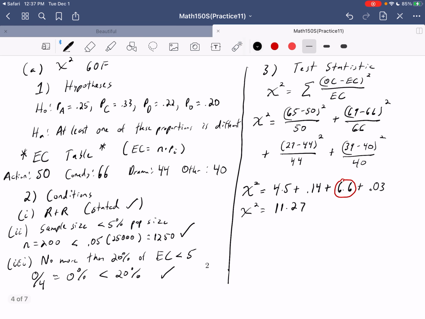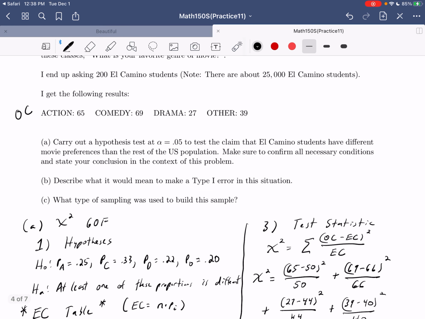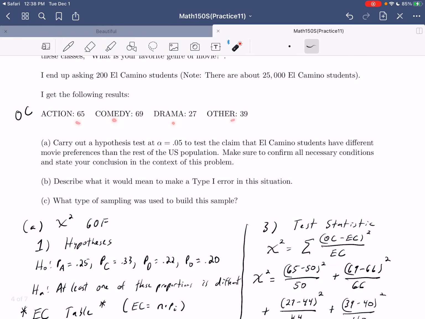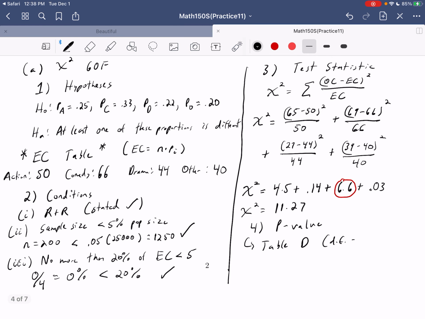All right, let's go ahead and get our p-value. So for the p-value, we need to go on to table D. To do that, we need to have our degrees of freedom. How do we do that here? Well, similar to independence and homogeneity, we look at the number of choices we have for the variable minus 1. So in this case, we had 4 categories or 4 choices. So minus 1, we get our degrees of freedom. 4 minus 1 equals 3. So we have chi-squared being 11.27 and degrees of freedom 3. So let's go ahead. We'll do that on table D.